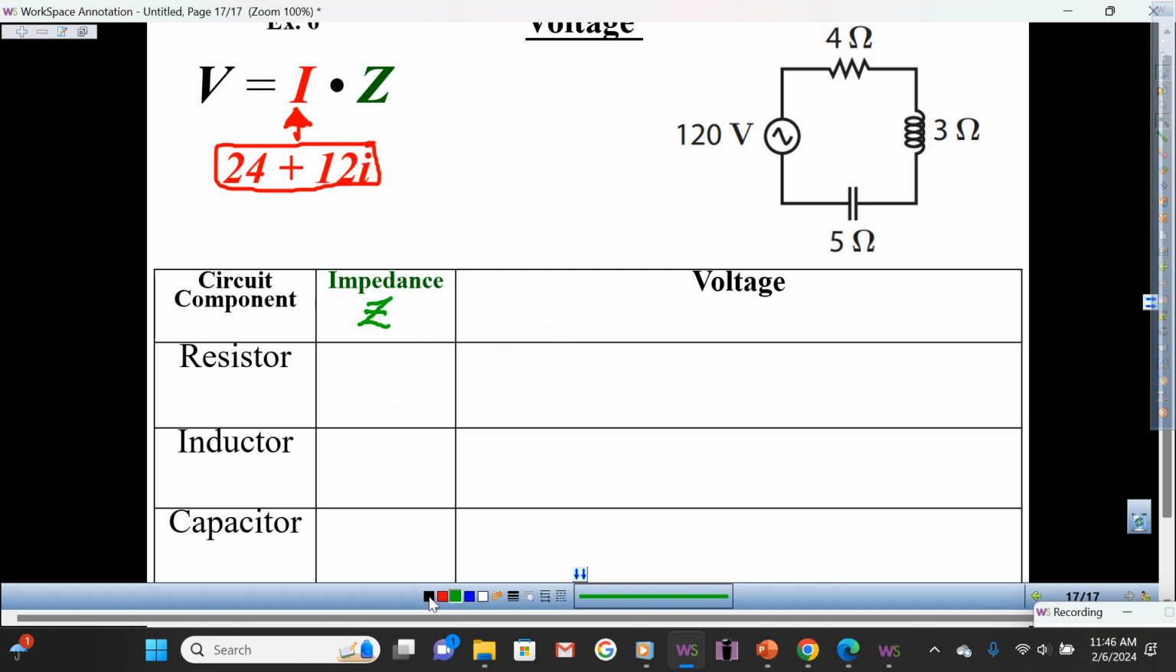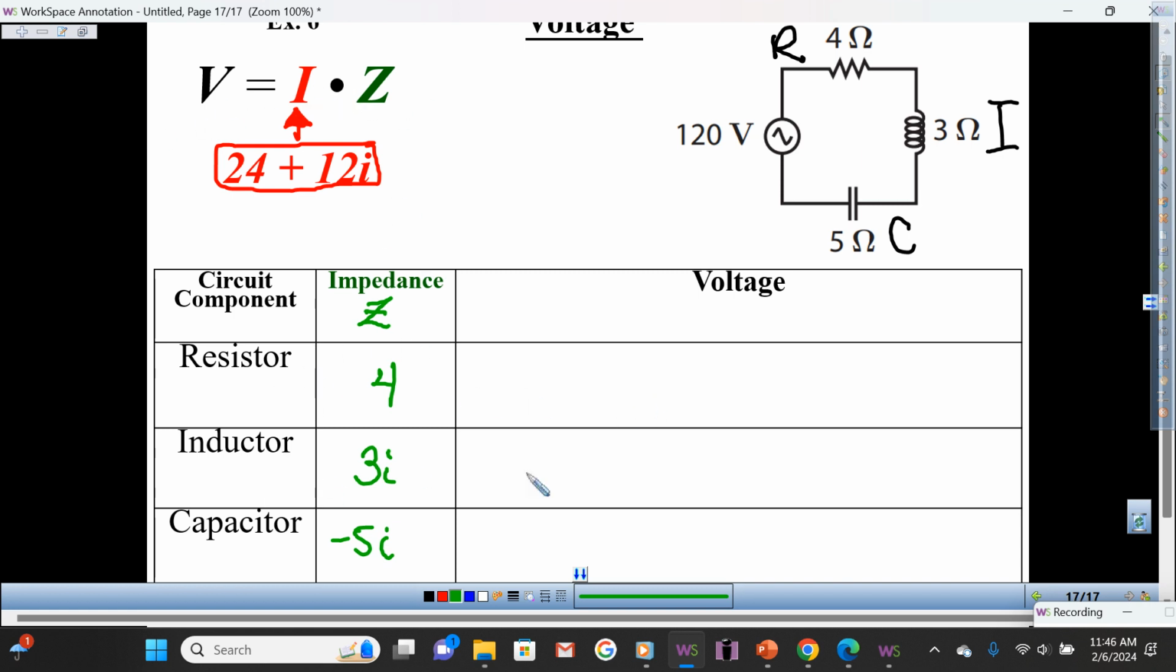So, without skipping steps, help me with this one. Brandon Doherty, which one is which from our circuit? Top one's a resistor, inductor, capacitor. All right, so give me values for our impedance. Anthony D. Four. 3I. Negative 5I.